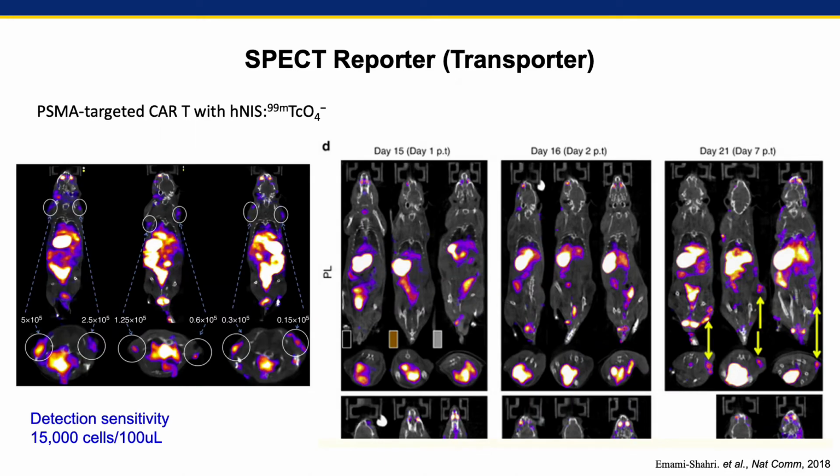The third example of the reporter is a transporter, which is the human sodium iodide importer, where they use technetium-99 pertechnetate as a probe. In their in vivo phantom study, they show that they can detect 15,000 cells in 100 microliter volume. In their preclinical animal model, they were able to detect T cells co-localized to the tumor on day 21 post-injection of the T cells.